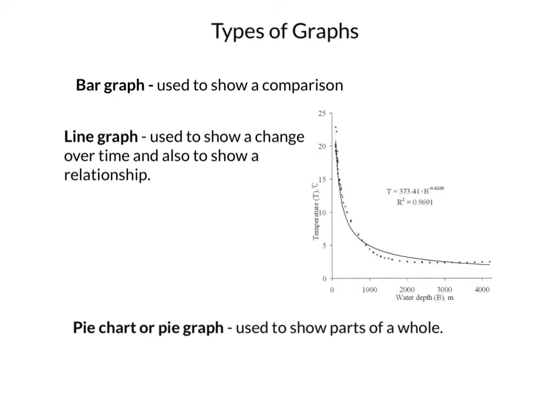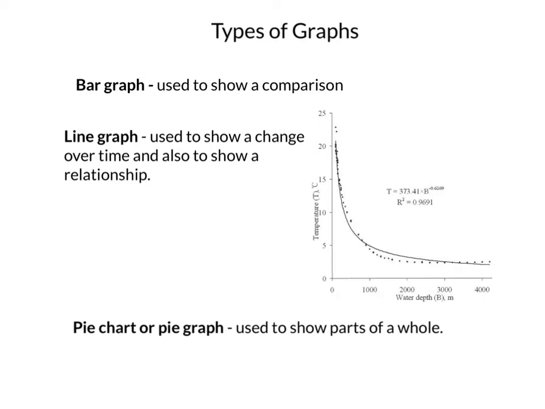So for the field data, I would choose a bar graph because a bar graph is used to show a comparison. So by using a bar graph, I can clearly show the individual that is viewing the graph that the best pH for duckweed is 8. The other type of graph is a line graph. This is probably the one that you're most familiar with because you've used it in algebra and things like that. So a line graph is used to show a change over time, and it's also used to show a relationship.